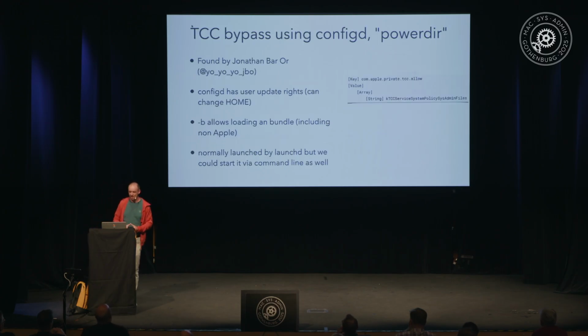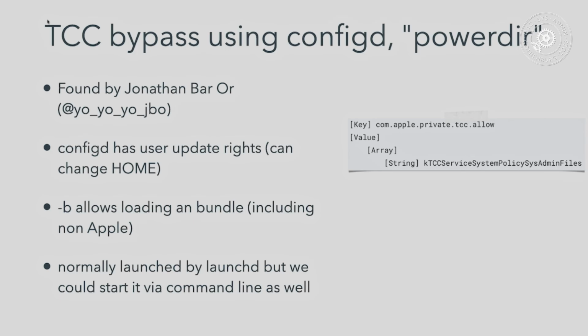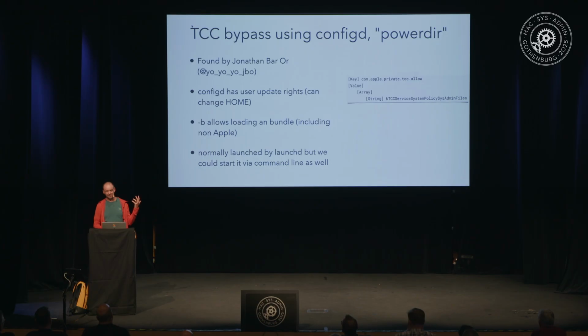This one was found by Jonathan Bar Or from Microsoft. They called it the powerdir vulnerability. So basically, we have the configd daemon, which is normally started by launchd. But it also had an option to start it from the command line. And with the -b option, you could load a custom bundle. So you could load your own dylib into this process. And this process had the system policy sysadmin files entitlement, which allowed it to change some user settings. And basically, they could achieve full TCC bypass with this.